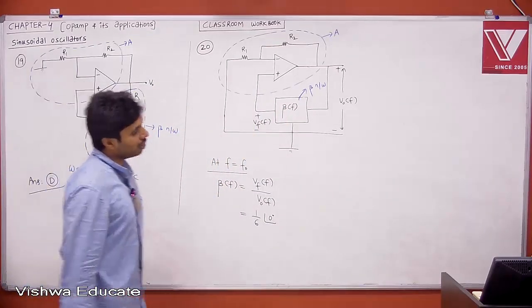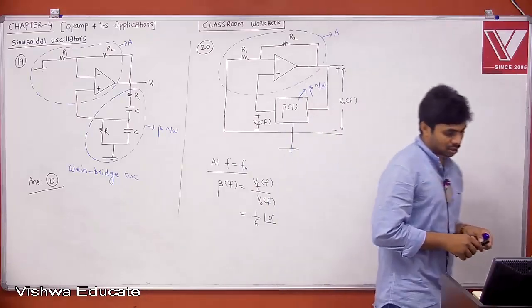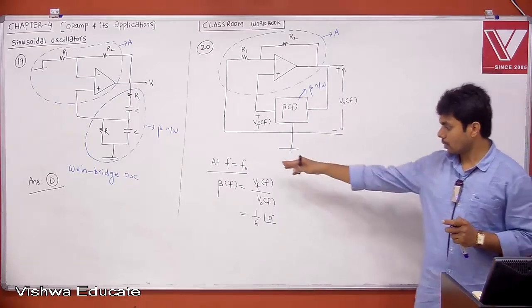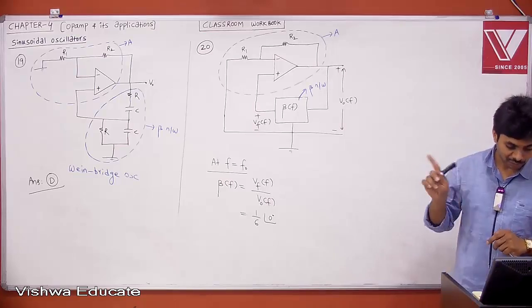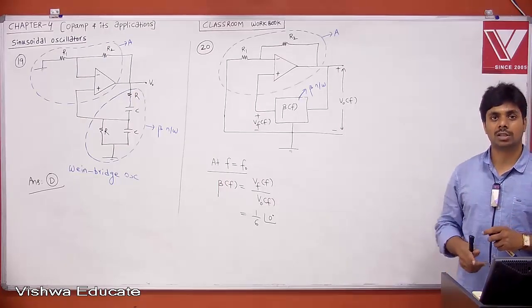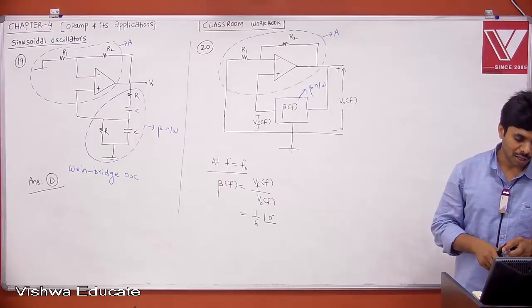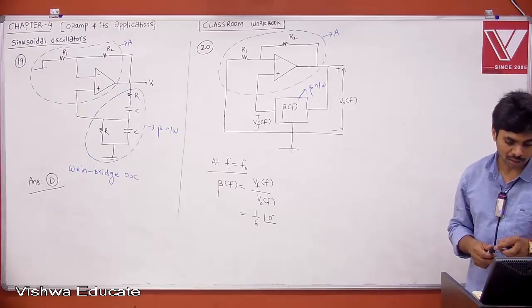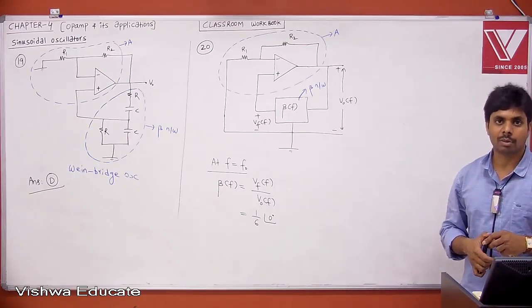But now he is asking, to get sustained oscillations, right? He already told that it is giving you oscillations and that oscillation frequency is f naught. But now he is saying at that frequency, to get sustained oscillations, what is the condition? Option A, R2 is equal to 5 R1, option B, R2 is equal to 6 R1, option C, R2 is equal to R1 by 6, and option D, R2 is equal to R1 by 5.